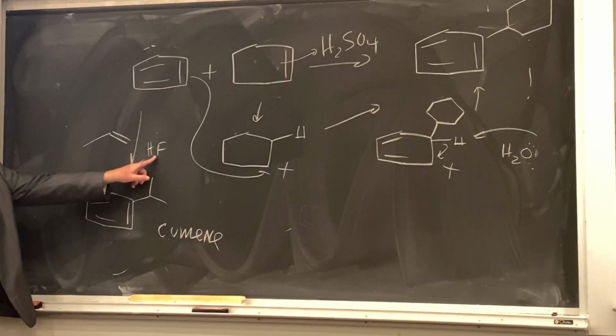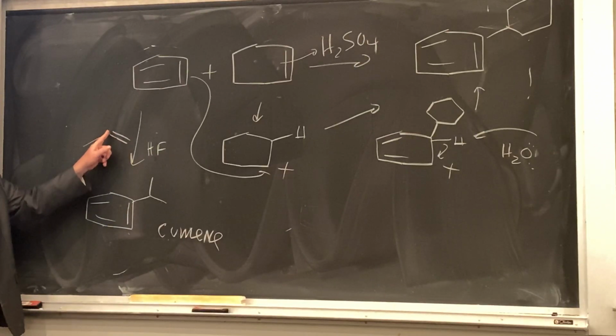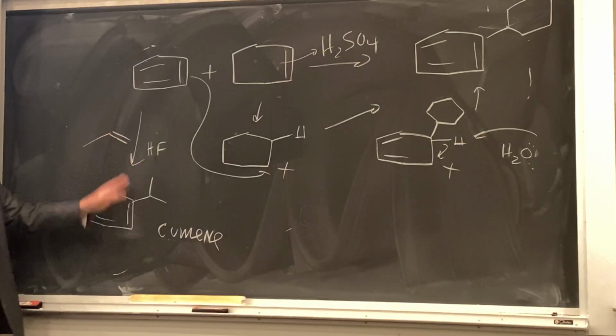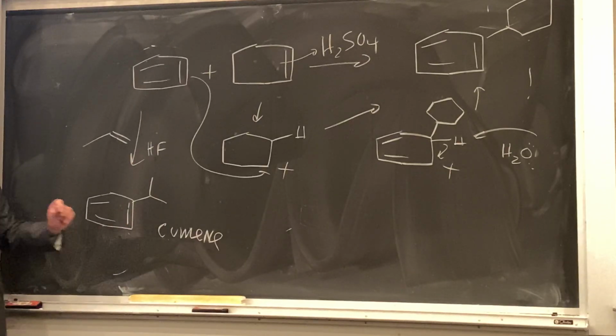And it's using HF, which is a relatively weaker protic acid, and what? Propene. So you need to protonate this, form the secondary carbocation, and then that attacks. So the mechanism I'm not showing here. But this was scaled up to make many tons, and then it's still used in aviation fuel today to boost octane, whatever. But that's cumene.